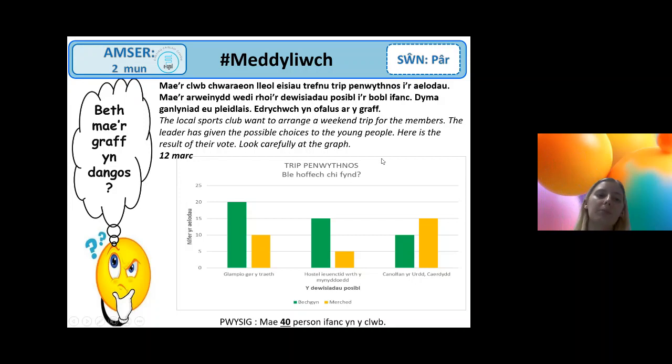Okay, so someone has typed in that the graph is showing the different types of trips that people would like to go on. So Diane, you are correct. The local sports club want to arrange a trip, and here's the possible choices. So the possible choices, they could go glampio, glamping close to the beach, hostel ieuenctid, a youth hostel, wrth y mynyddoedd, by the mountains, and Canolfan Earth, so the Earth Centre in Cardiff.